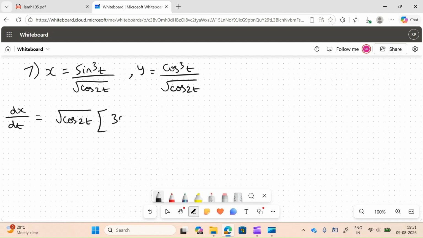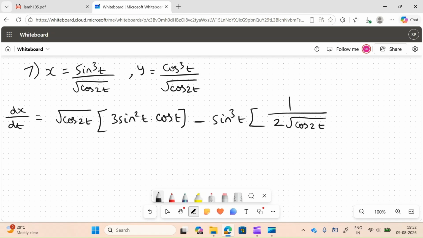So this will be root of cos 2t times u's differentiation, which is 3 sine square t times cos t, minus sine cube t times root x's differentiation, which is 1 by 2 root cos 2t. Cos 2t's differentiation is minus sine 2t times 2. See, chain rule is very important. You have your v square here as cos 2t. Now take LCM, guys. 2 cancels.